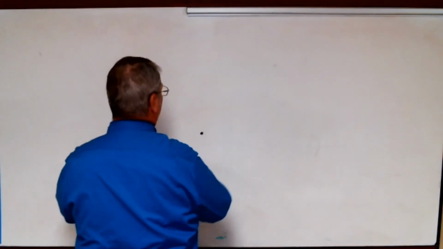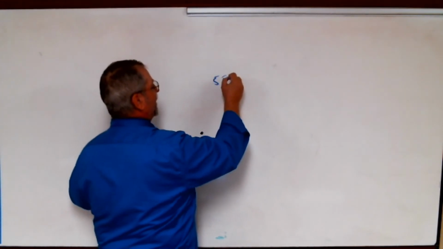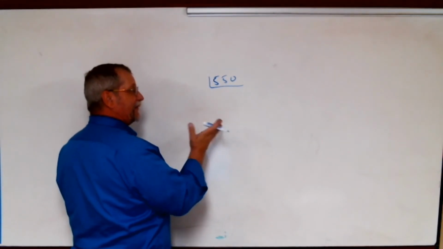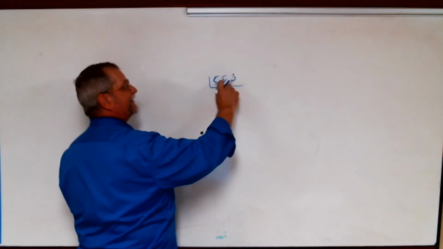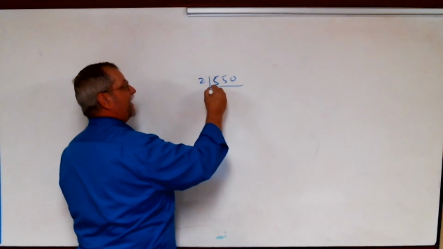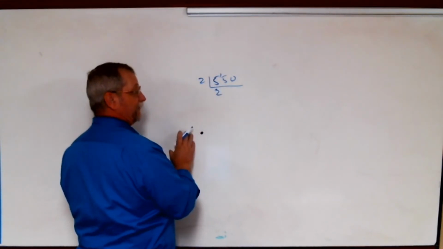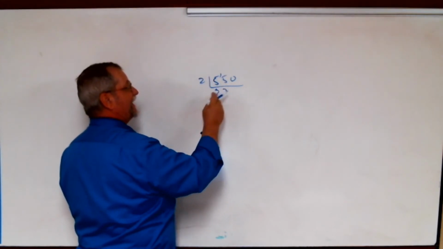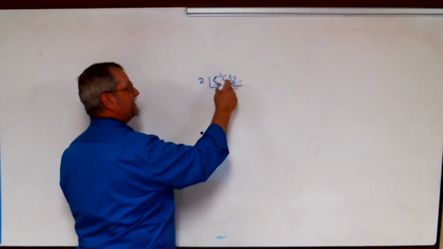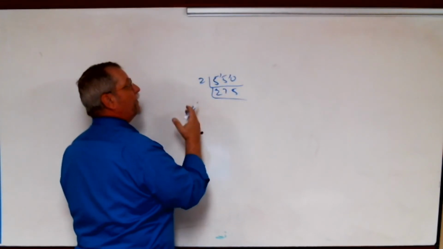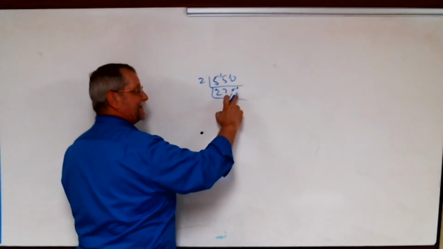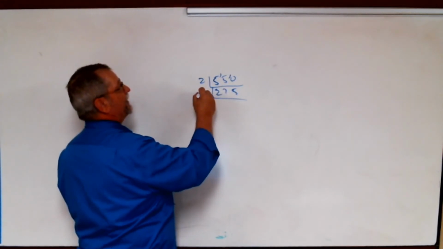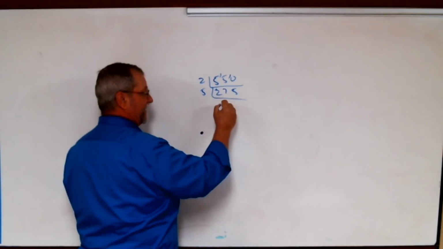All right, how about if we had 550? Now again, I'm going to start with the lowest prime number, which is 2, because that's even. 2 goes into 5 2 times with 1 left over. That's where the remainder goes. 2 goes into 15 7 times with 1 left over. 2 goes into 10 5 times with nothing left over. Now since I have a 5 here, I'm going to use 5 because I know it's going to go in there. 5 goes into 27 5 times.